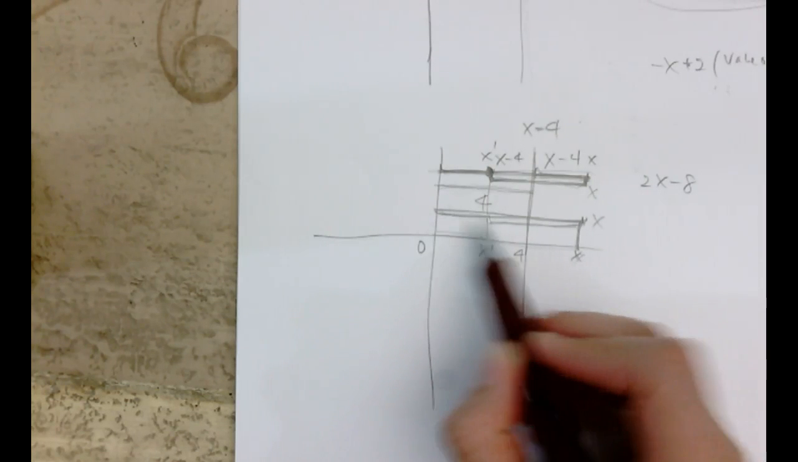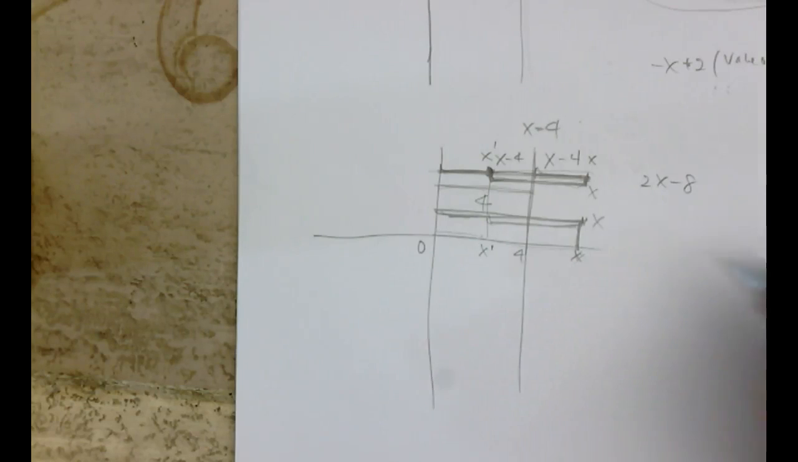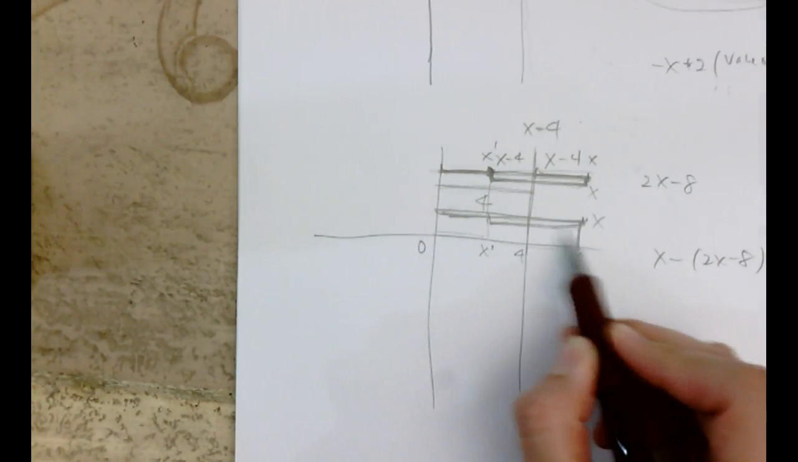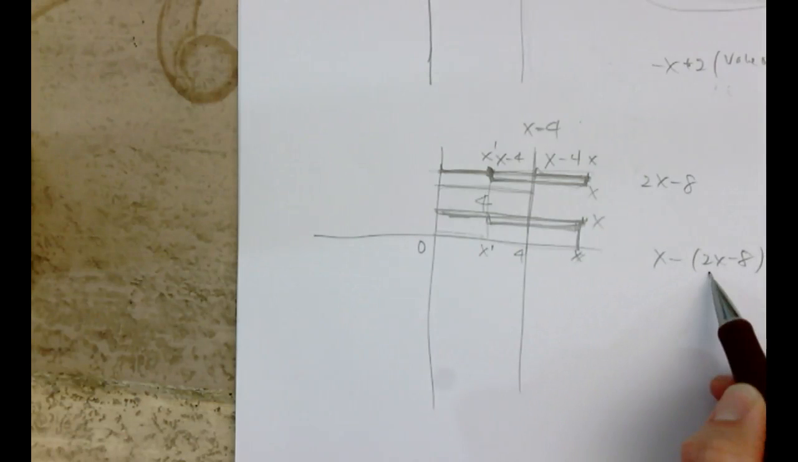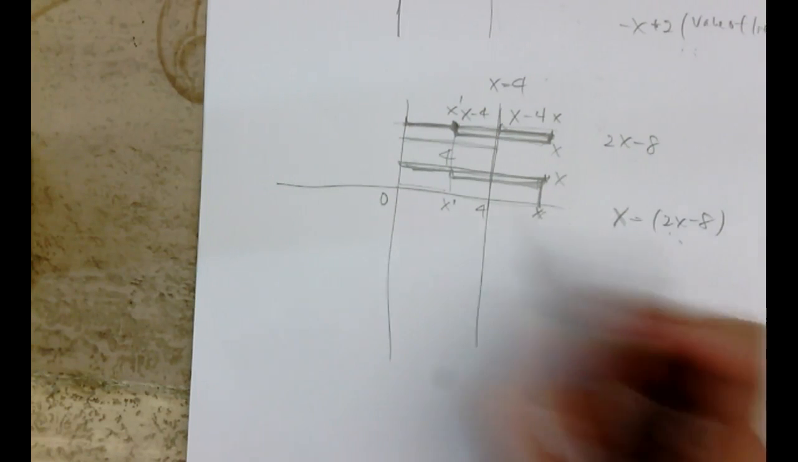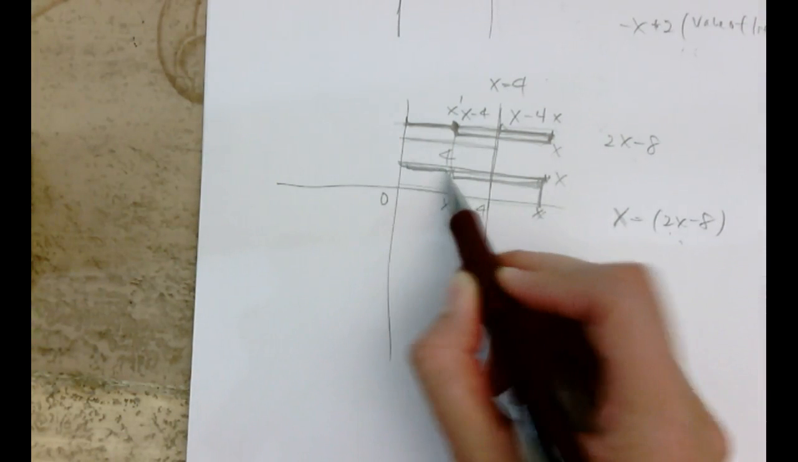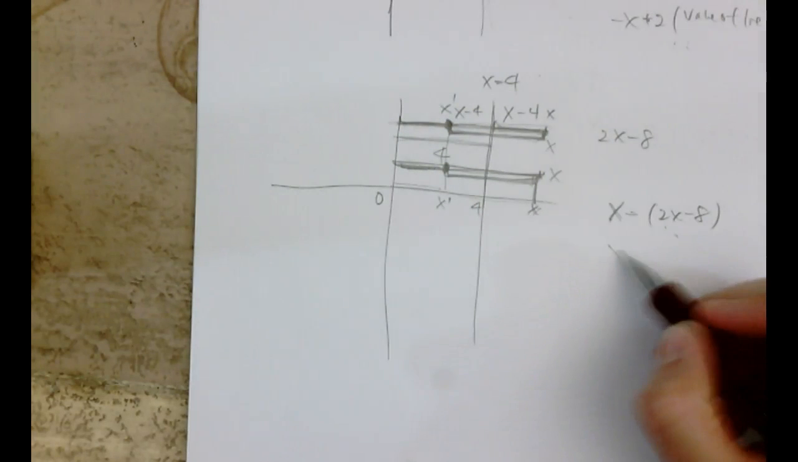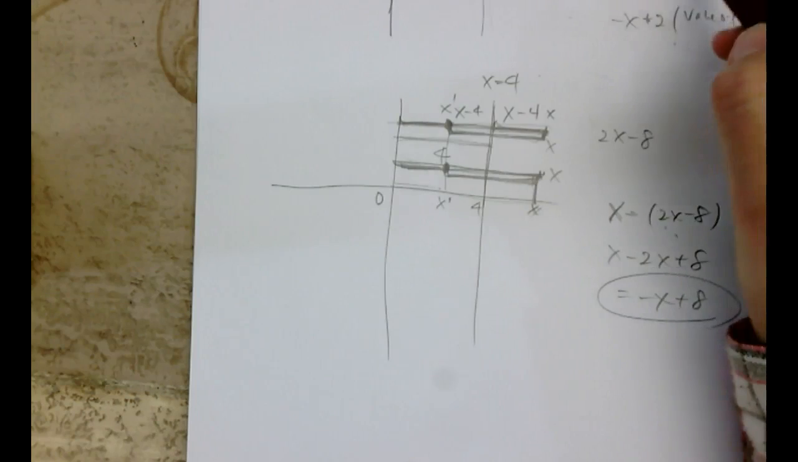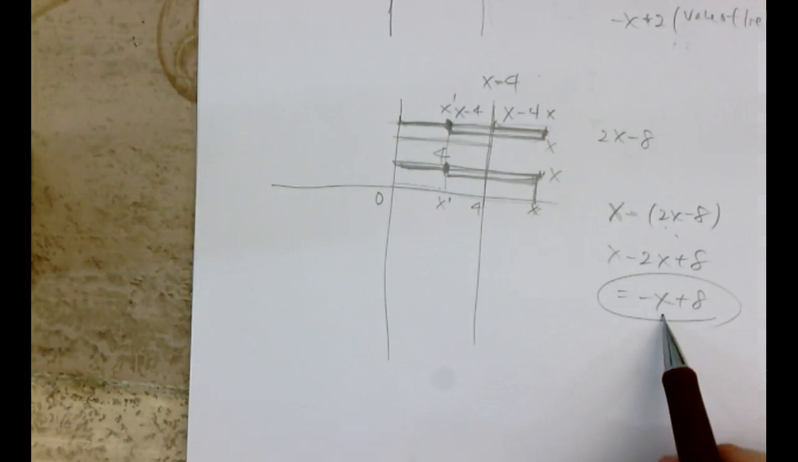So how do we get this? We get x minus 2x minus 8, right? The x is the whole thing minus 2x minus 8. Make sure you put in a parenthesis, otherwise you're going to get the signs wrong. You subtract this distance from x, then you get this distance, and that's the new coordinate. So that's x minus 2x plus 8, which is minus x plus 8.